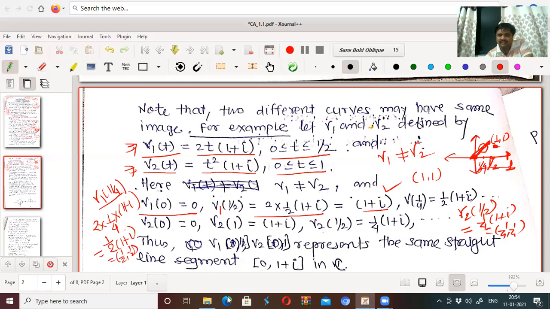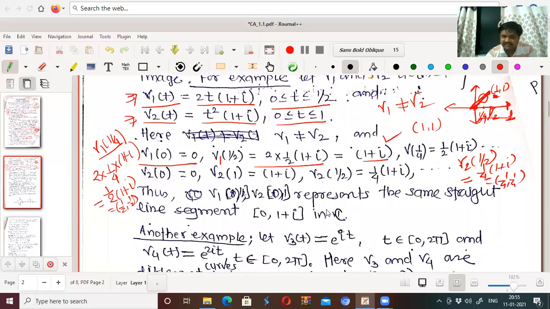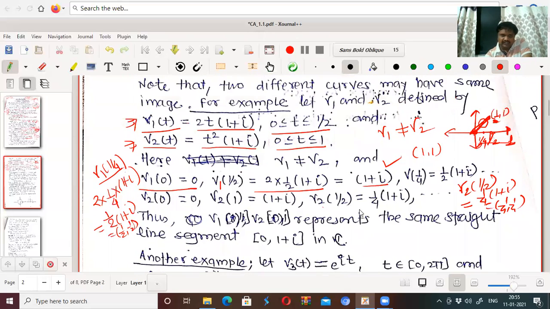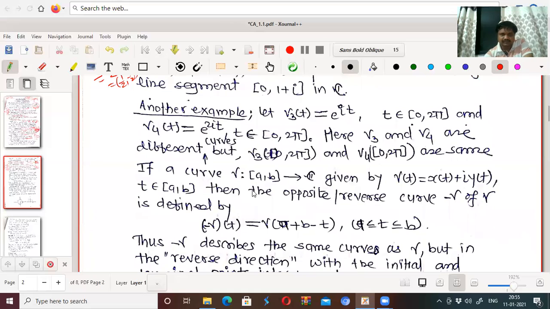So all the images of gamma 2 on this interval coincide with the image of gamma 1 on this interval. So though the two curves are different, their images represent the same straight line which joins 0 to 1 plus i in the complex plane. So though there are different curves, they may represent the same curves.